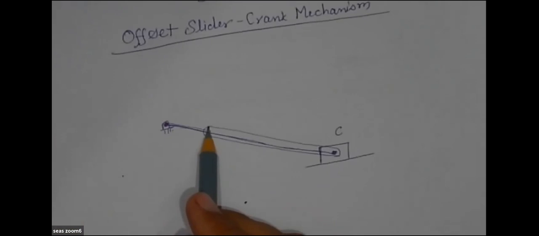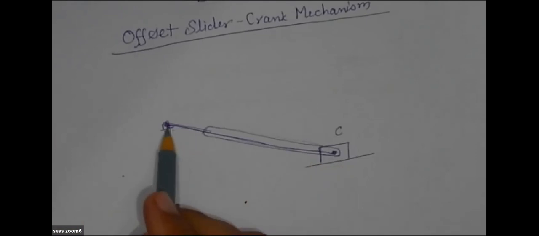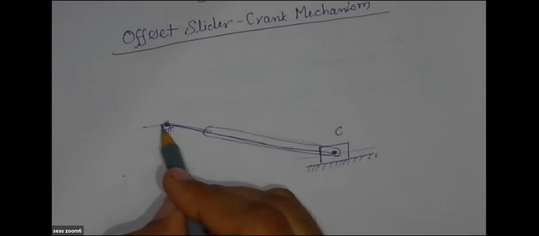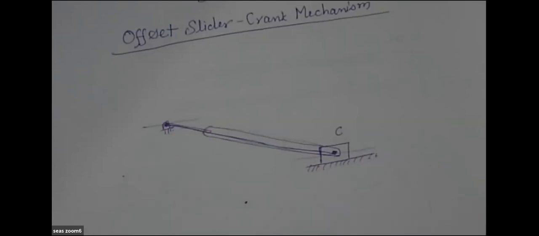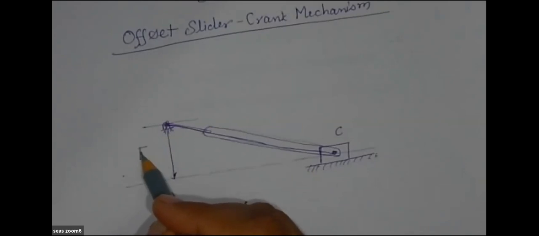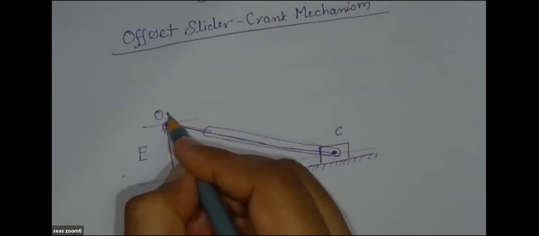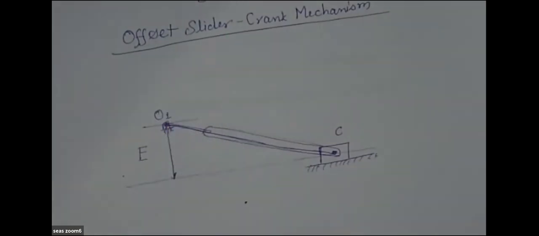Okay. So this is the connecting rod. This is the crank, and here the slider moves on this plane. So the path of C is here, and this crank pin is here. Both are at different planes, and that is why we say it is offset slider crank mechanism, where the path of this wrist pin C is offset by a distance E from the crank pin O1, or the crank pivoted point O1.